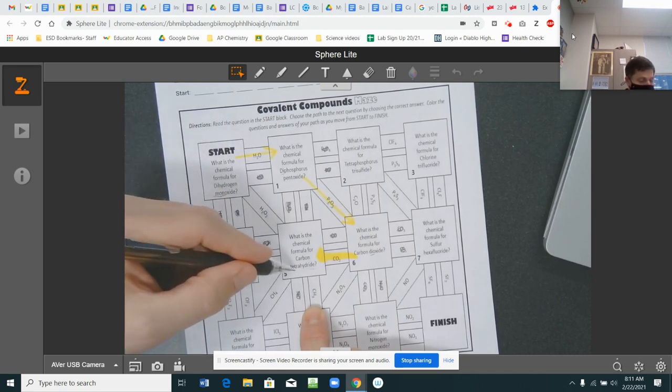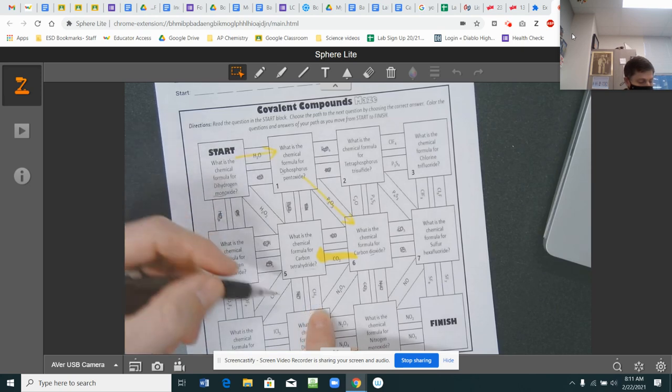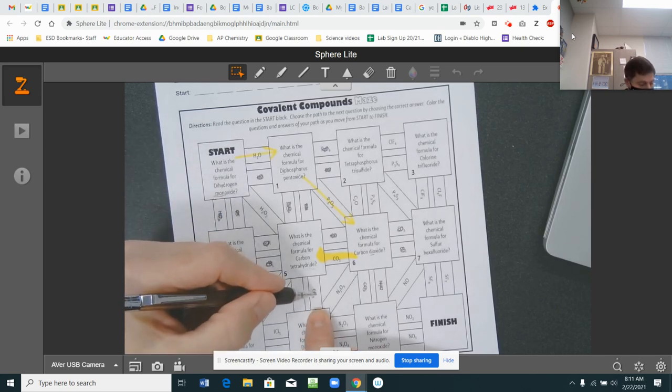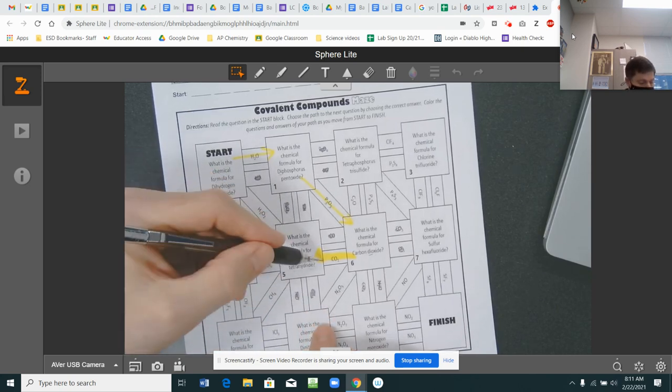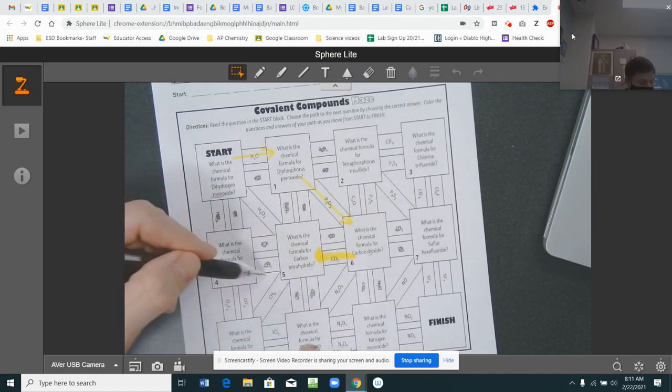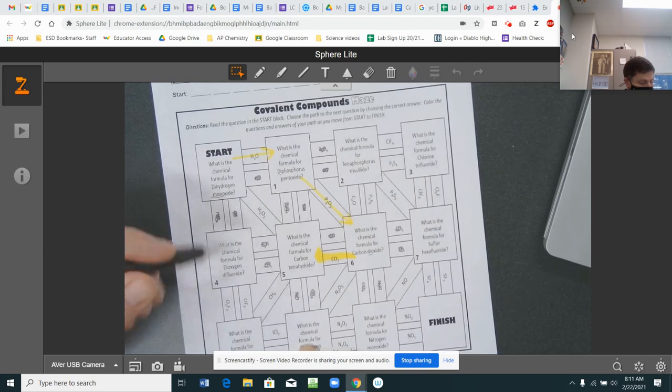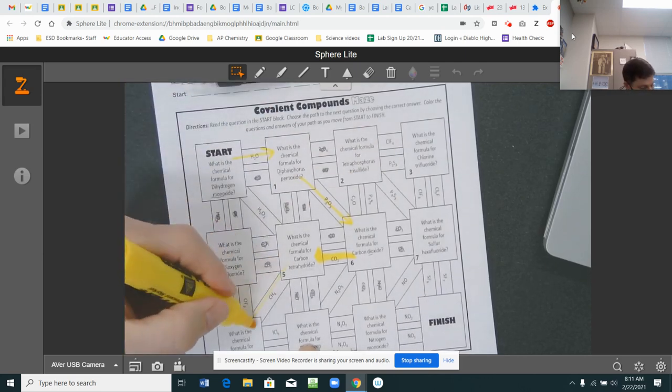This one's 5 hydrogen, tetra's 4. This one, 3 hydrogens, tetra's 4. And on this one, those are all done. Can't do that one. Oh, here we go. 4 hydrogens. So now we'll run in this direction.